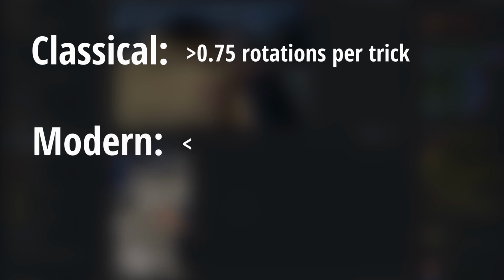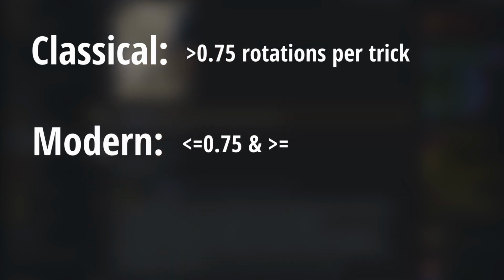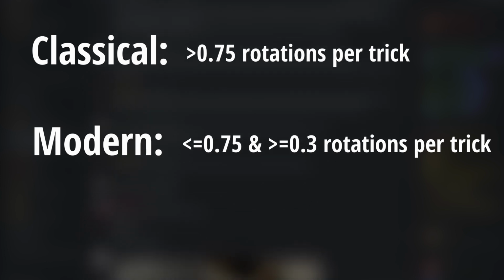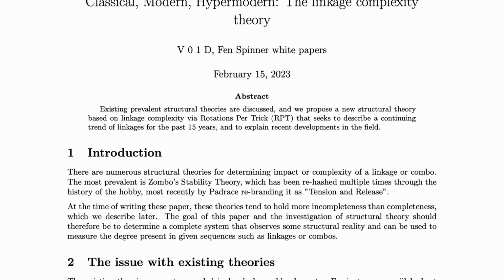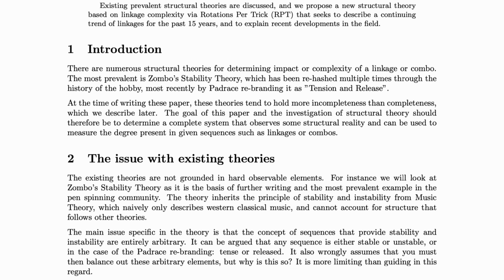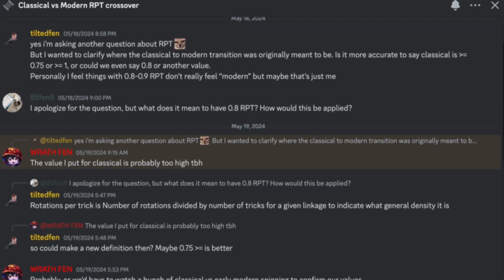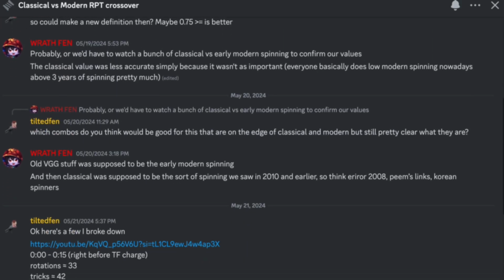Here's the raw definition. Classical means there are more than 0.75 rotations per trick, modern is less than or equal to 0.75 and more than or equal to 0.3 rotations per trick, and hypermodern is less than 0.3 rotations per trick. These definitions were put in place on February 15, 2023 by Void in his white papers, and recently updated in May 2024 by me after talking with Void.